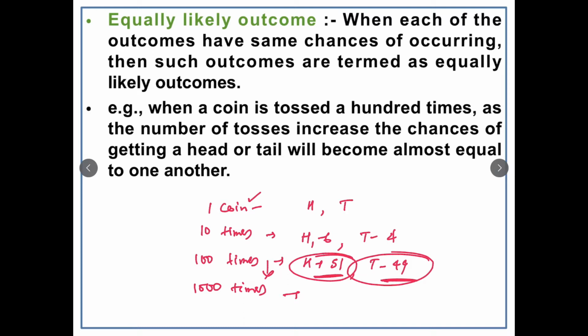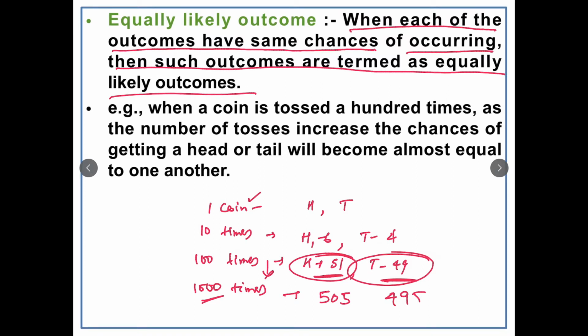Similarly, if the coin is tossed, let's say it shows heads 505 times or tails 495 times. So when you increase the number of times a coin is tossed, you will find that the number of times heads appear and the number of times tails appear will come close to each other. That is the equally likely outcome, which is when each of the outcomes has the same chance of occurring, then such outcomes are termed equally likely outcomes.